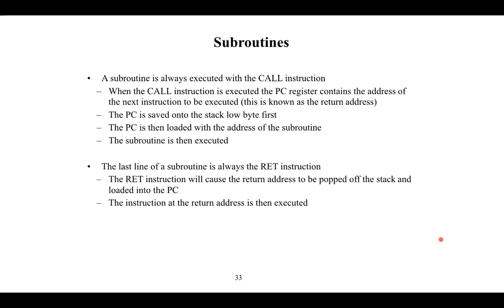A subroutine is always executed with a call instruction. When the call instruction is executed, the program counter register contains the address of the next instruction to be executed. The PC is saved onto the stack, low byte first. The PC is then loaded with the address of the subroutine.